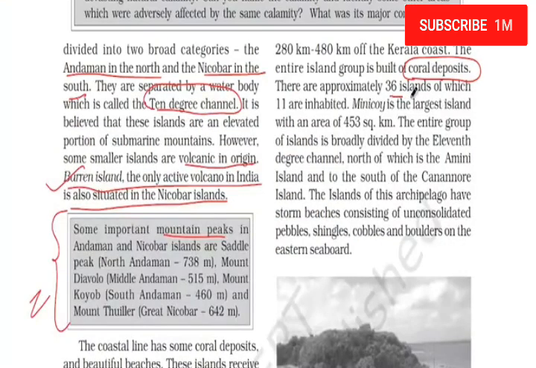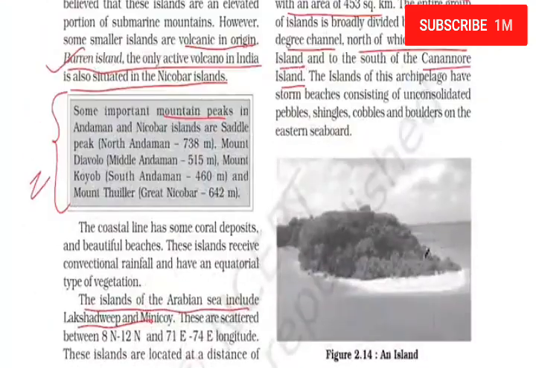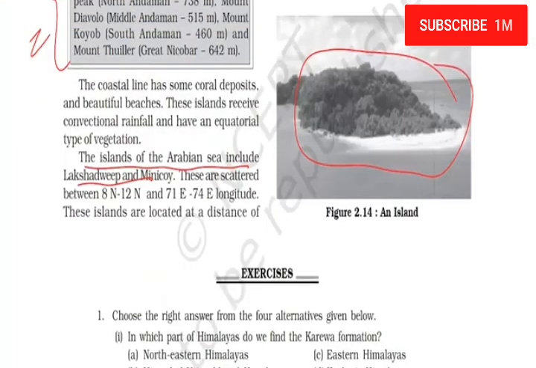There are approximately 36 islands, of which 11 are inhabited. Don't think Lakshadweep means lakhs of islands. Minicoy is the largest island, and the entire group of islands is broadly divided by the 11-degree channel, north of which is Amindivi Island and to the south is Cannanore Island. So 10 degrees separates Andaman and Nicobar. Amindivi and Cannanore are separated by 11 degrees. Very, very important. Please try to see this once. Coral reefs usually look like this. Is it fine, guys? So it's very, very important for us.